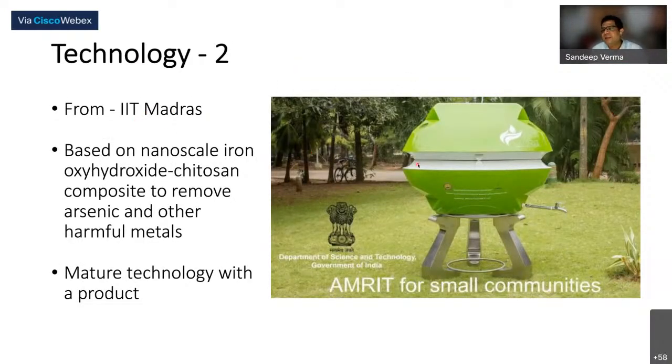Technology 2 is coming from IIT Madras, and this is, some of you may have seen, a DST-supported novel material-based system, Amrit, which is a boon for smaller communities. So you can have such a shaped gadget, if you will, and a tap that is going to give you pure water. And the material which resides inside is based on nanoscale iron oxyhydroxide chitosan composite, which removes arsenic and other heavy metals.